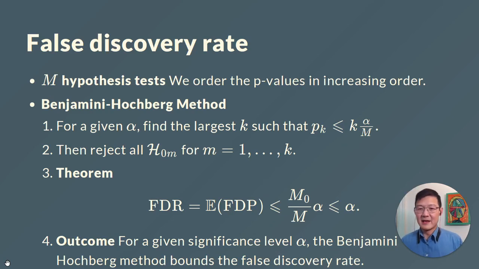You can prove that the expected value of the false discovery proportion, which is called the false discovery rate, is then bounded by alpha. And what is this procedure that you do? Well, for a given significance level alpha, remember we have, say, 1,000,000 hypothesis tests, you essentially draw a line of slope alpha over M, as a function of K. Then you sort your p-values in increasing order, and you find the largest value K that crosses this line, and then you reject all the way up to K. If you do this procedure, you will find that for a given significance level alpha, the Benjamini-Hochberg method bounds the false discovery rate.